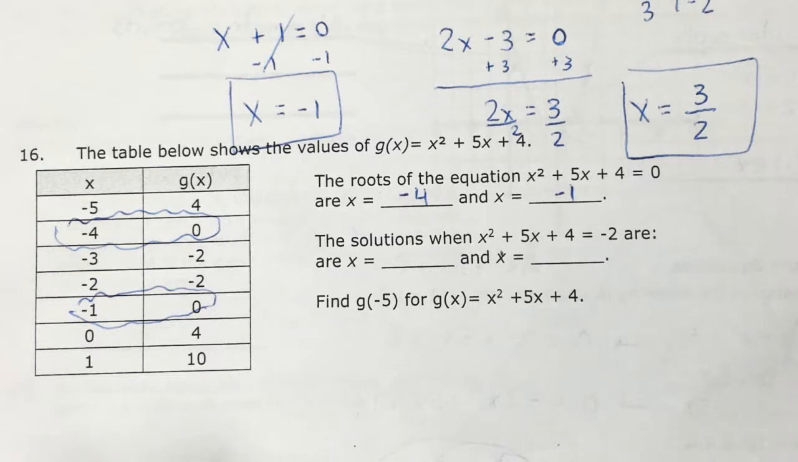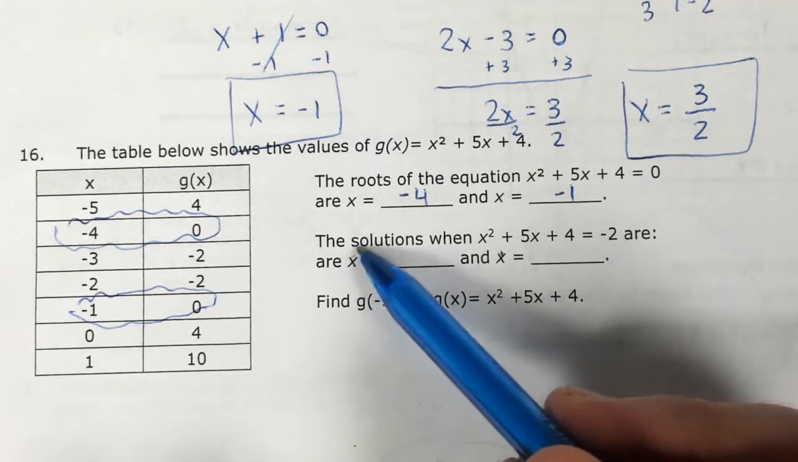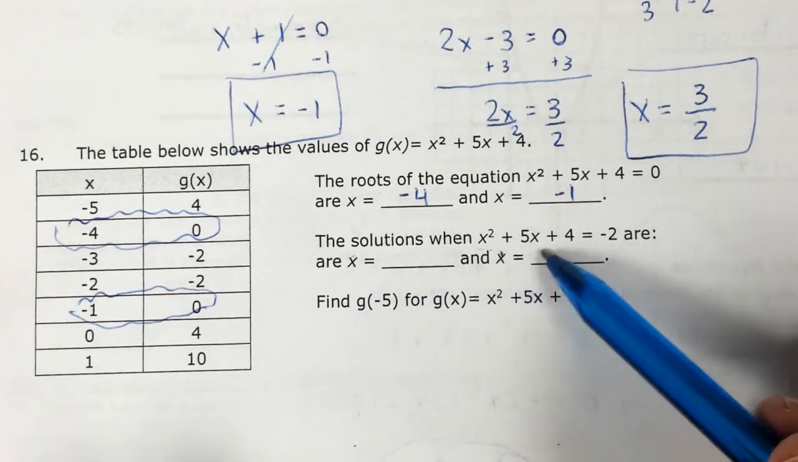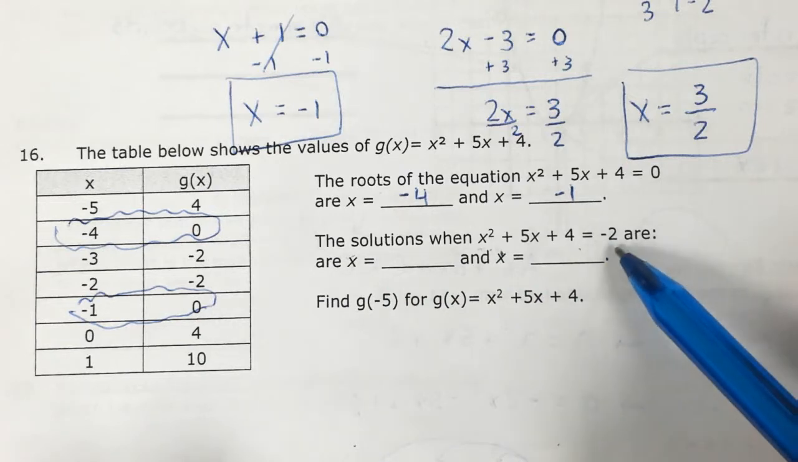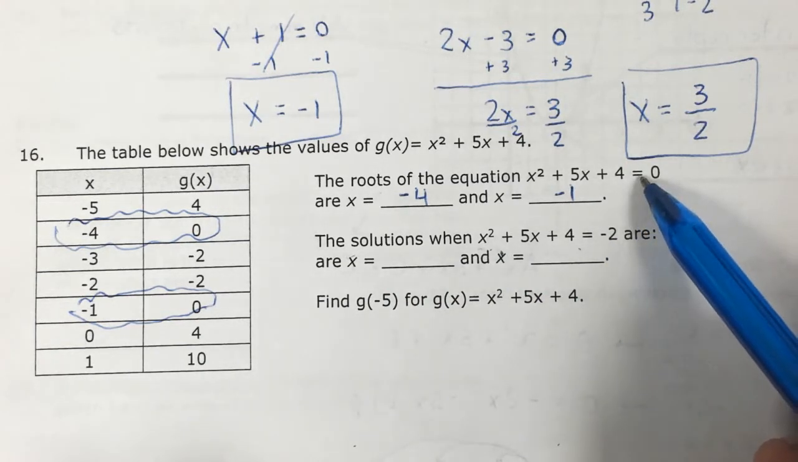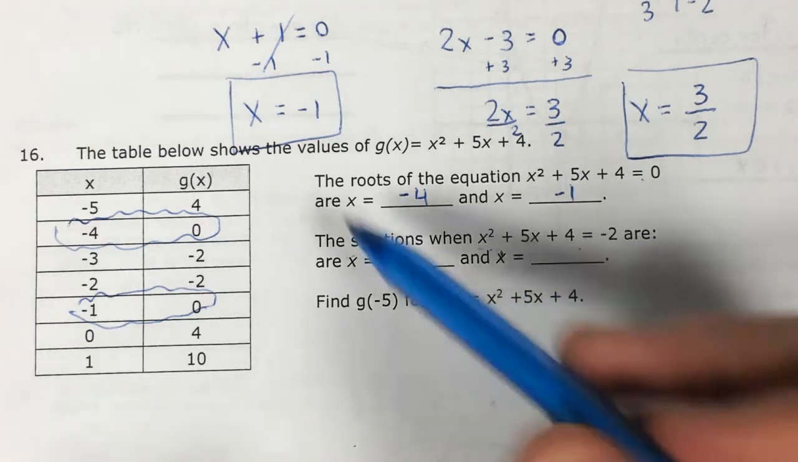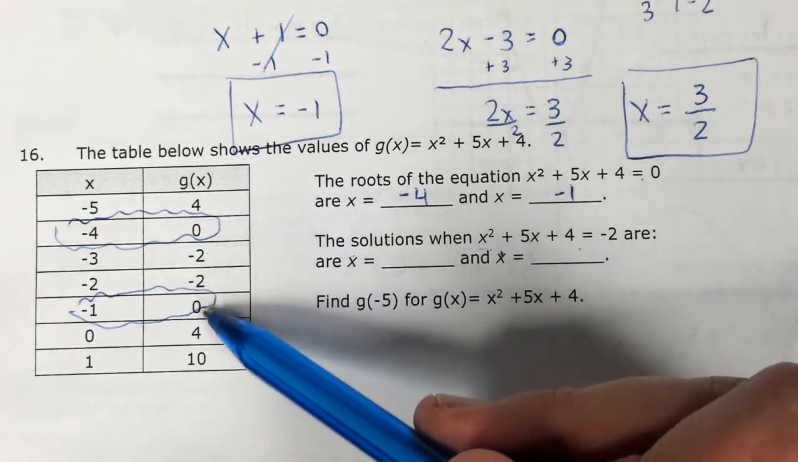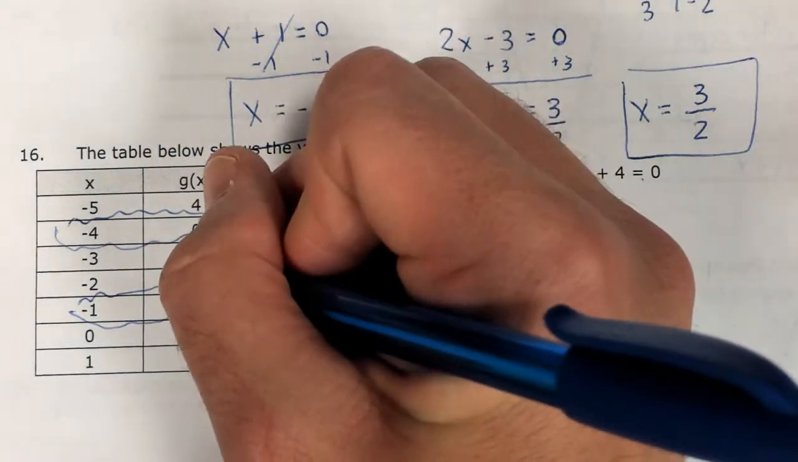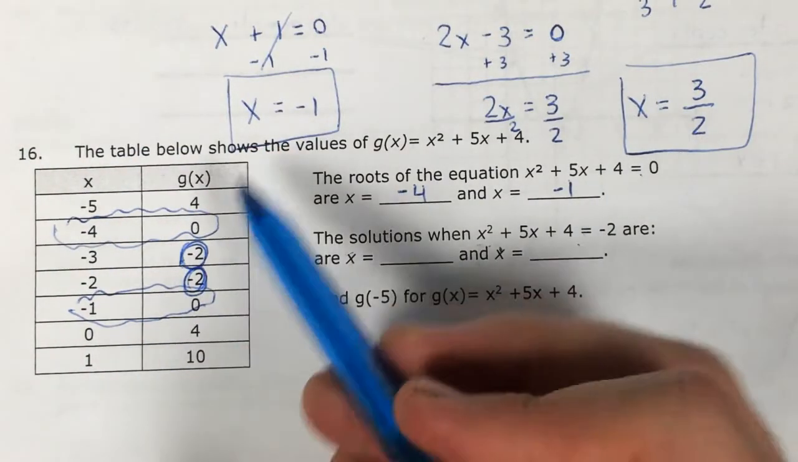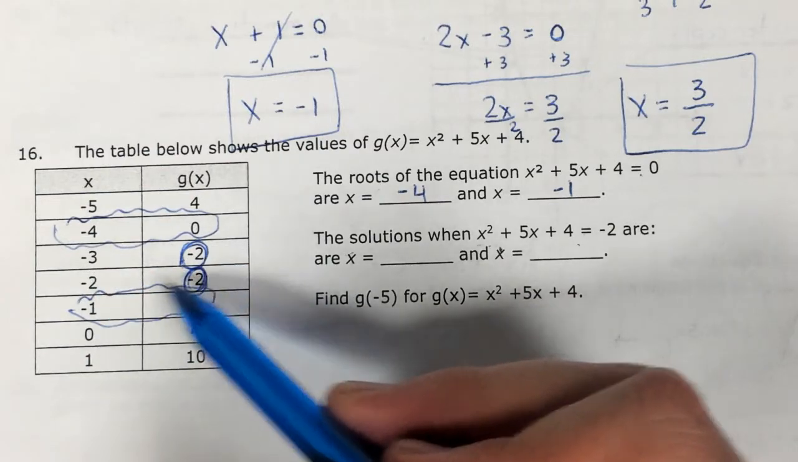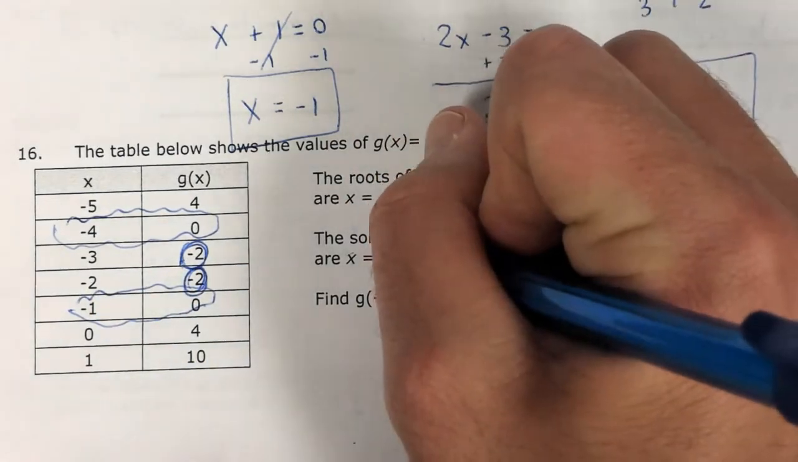Well, this one is wanting solutions when this equation is equal to negative 2. Not when it's equal to 0 like it was before, but when it's equal to negative 2. So where am I equal to negative 2 over here? Correct. Right here and right here. So my x values are negative 3 and negative 2.